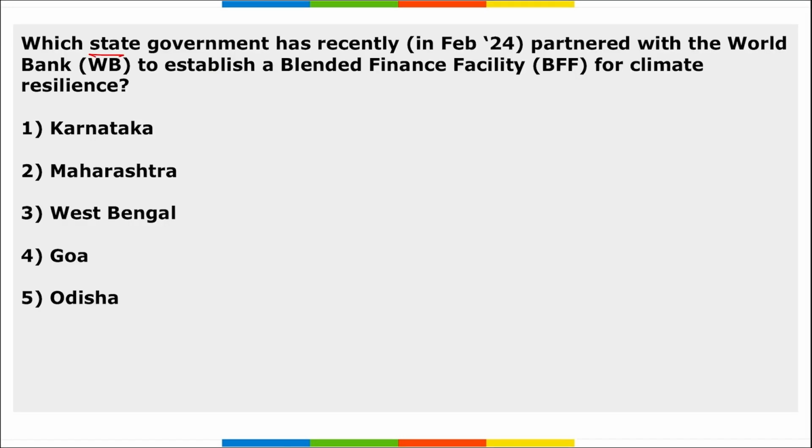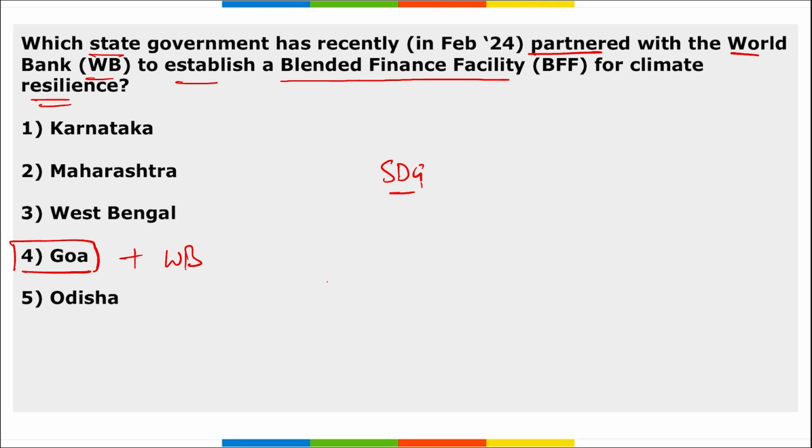Next, which state government has recently partnered with World Bank to establish a blended finance facility for climate resilience? It is Goa. Right? Goa has recently partnered with World Bank to establish a blended finance facility for climate resilience. This initiative aims to access and mobilize finance to implement low carbon and climate resilient investment in Goa and also work towards sustainable development goals.